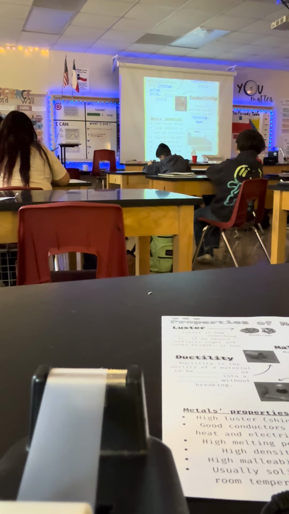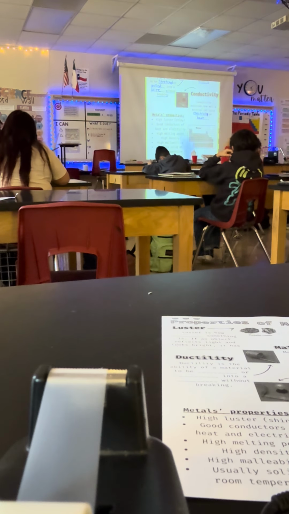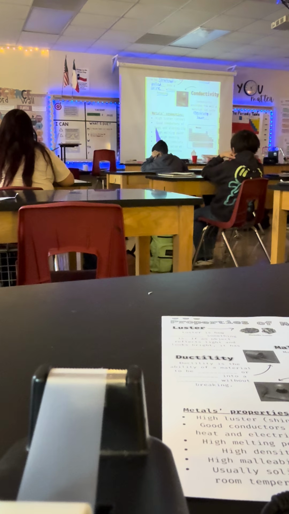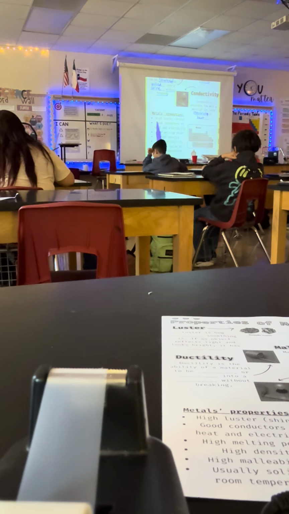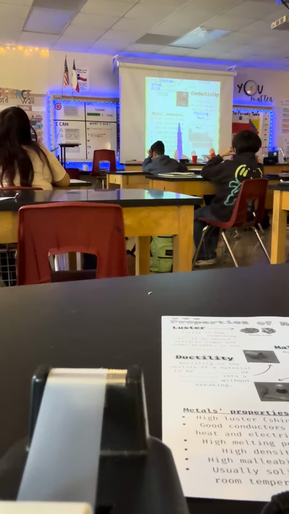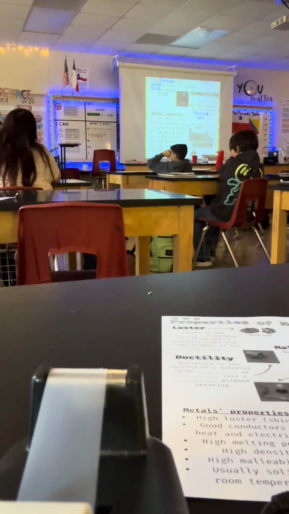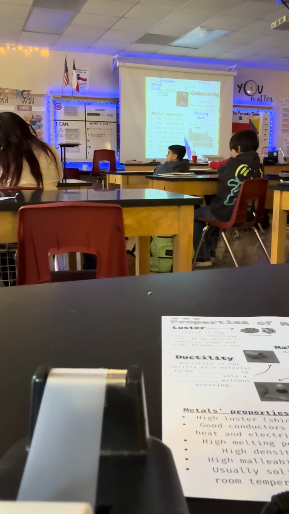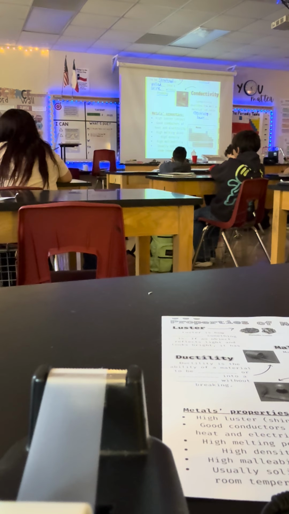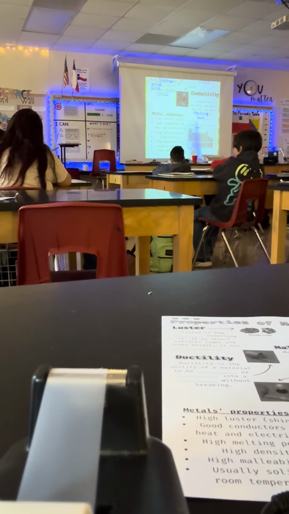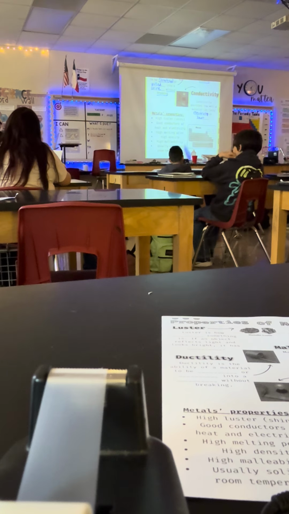We're gonna read all these metal properties together. Everyone's gonna read out loud together, okay, ready? High luster, shiny, good conductors of heat and electricity. High melting point, high density, high malleability, usually solid at room temperature. With all of these descriptors, anyone have an example of a metal that follows all these descriptors?